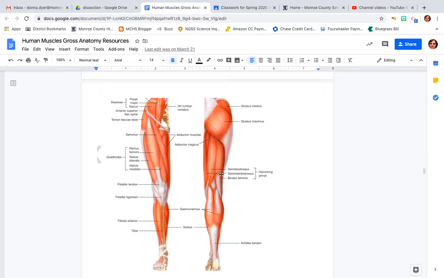So you can see that semimembranosus is probably the most medial in this view, but it's a little bit deep as well. We can see the semitendinosus is medial to the biceps femoris. This is the biceps femoris. This is the semitendinosus, and the semimembranosus is kind of deep to that semitendinosus. And then we can see the gastrocnemius here. That's your calf muscle.